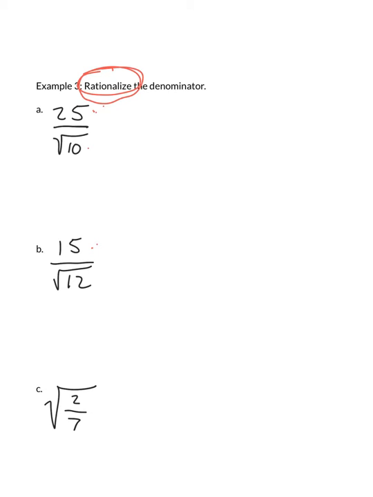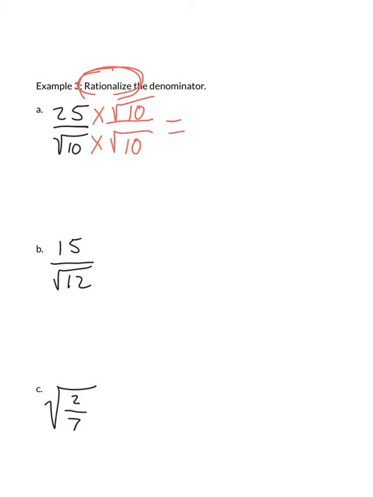And that process is whatever square root symbol is on the bottom of the fraction, you're going to multiply the top and bottom of the fraction by it. So like A, if I have square root of 10 on the bottom of the fraction, I'm going to times the bottom by square root of 10. But whatever I do to the bottom of a fraction, I've got to do to the top of the fraction as well. So I'm also going to multiply the numerator by square root of 10 as well. So again, whatever square root symbol is on the bottom, multiply the top and bottom of the fraction by it. Now it's just a matter of simplifying.